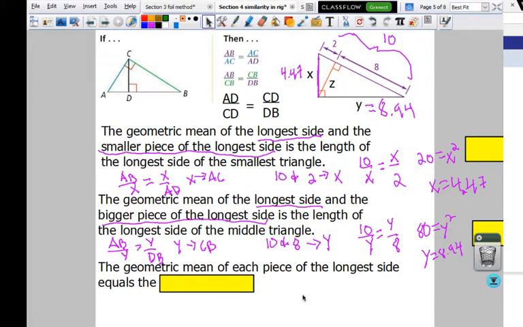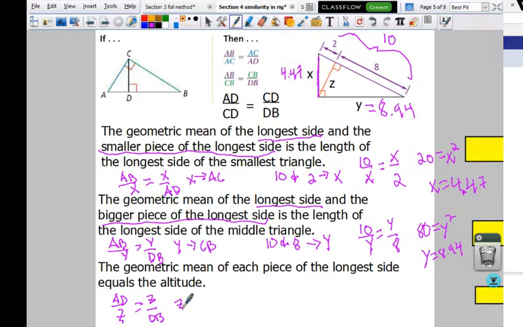And then our last one. The geometric mean of each piece of the longest side is going to equal the altitude, which is the middle line, right in the middle here. So if I take each piece of the longest side, it's going to equal this altitude, which in this one is Z. So if I look at my generic one, if I find the geometric mean of AD, and I'm going to call it Z, that's going to equal Z over DB. And Z is going to be the altitude, which I'm going to abbreviate as alt, because I don't want to write the whole thing out.